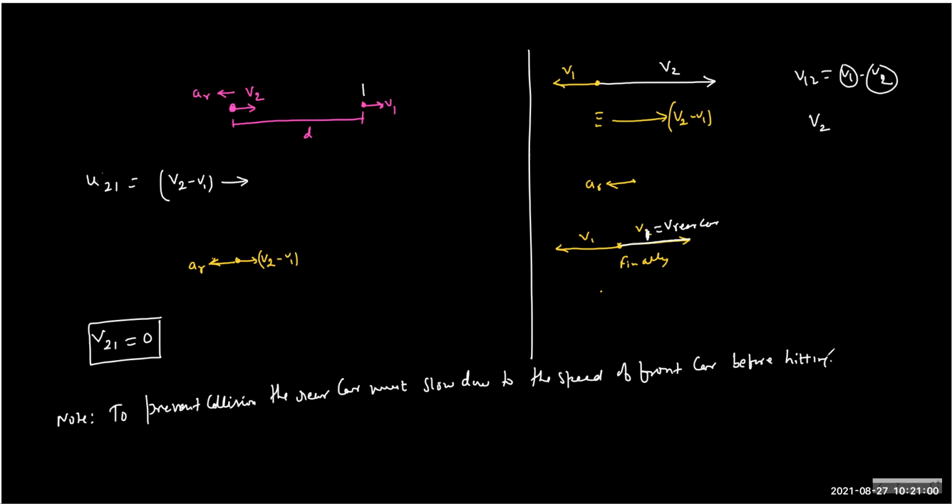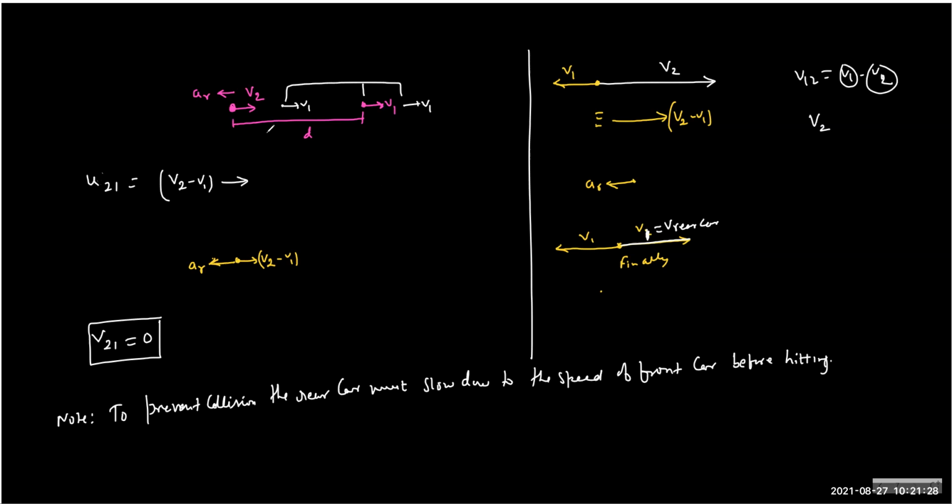If you can slow down to the speed of the front car, then there is no need to worry about it. You may maintain some distance. Let's say I apply the brake, and by traveling here, my speed has become V1. So now there will be some gap between you and the front car, and this gap will not let you collide, right? Understood?